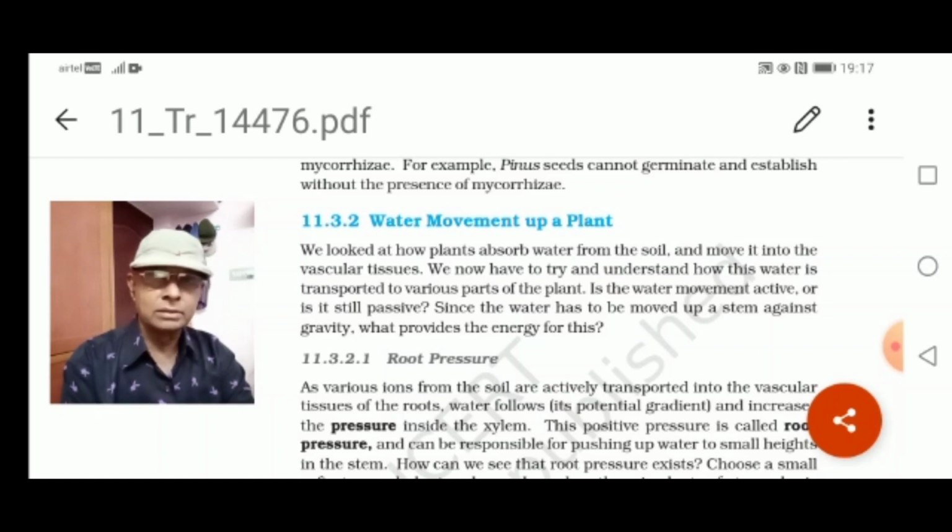How will it send? How does the transport of water take place from root to the shoot system? Which energy is needed, which energy is helpful in order to send water to the aerial parts of the plant? That we are going to see. First one, root pressure.